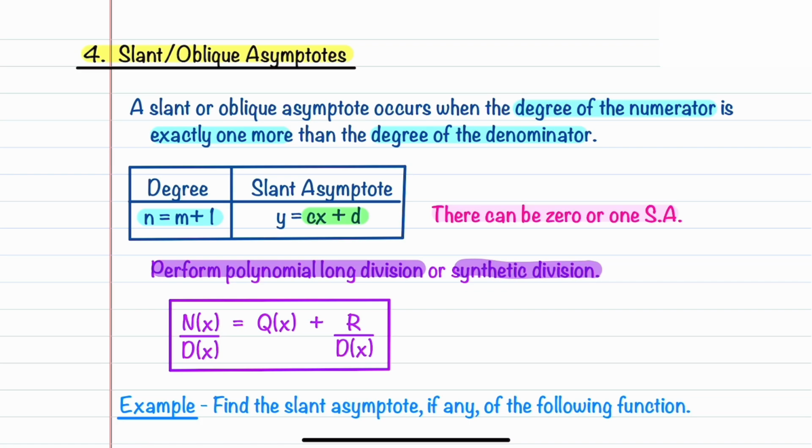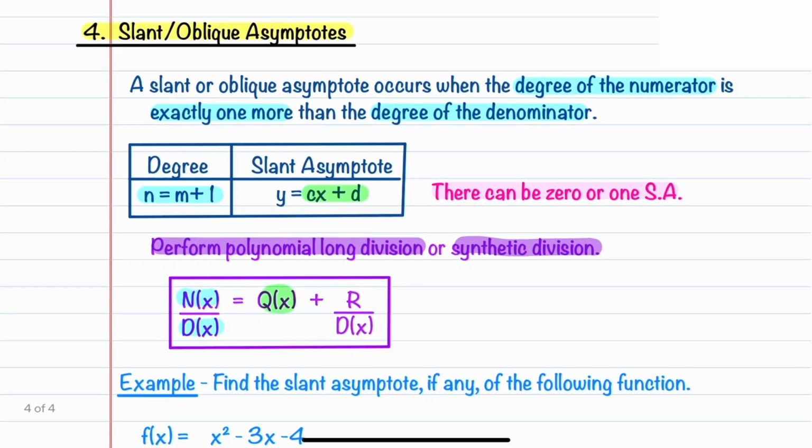When you divide two polynomials, such as n of x divided by d of x, and you do polynomial long division, what you end up with is q of x, which is your quotient, plus a remainder divided by d of x. The quotient is your slant asymptote. It is equal to cx plus d. Let's look at an example and see how this works.